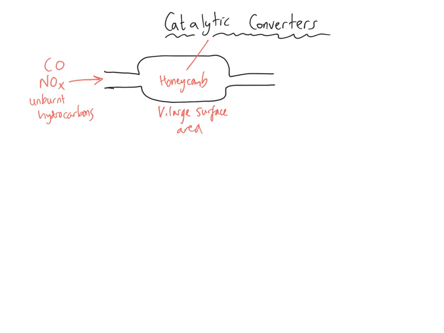which maximises the opportunity for collision between the exhaust gases and the catalyst, and it means a little bit of the expensive catalyst goes a long way. And this is really important because the catalysts that we use are really expensive things like platinum or palladium or rhodium, and these are very rare and so they're very expensive. And as the polluting gases pass over the catalyst, they actually react with each other and they go on to form less harmful products.